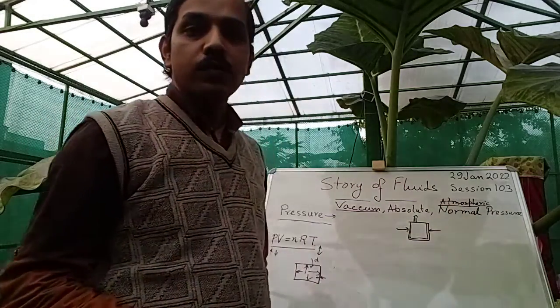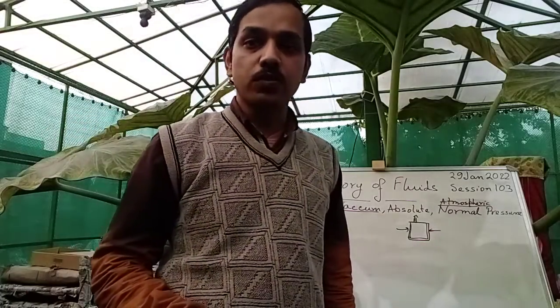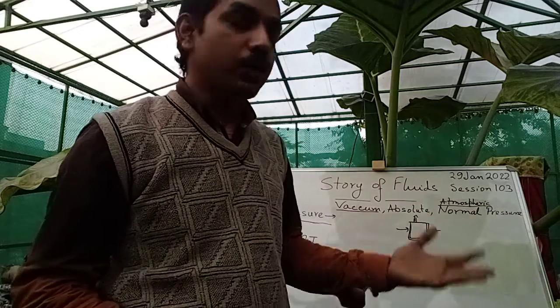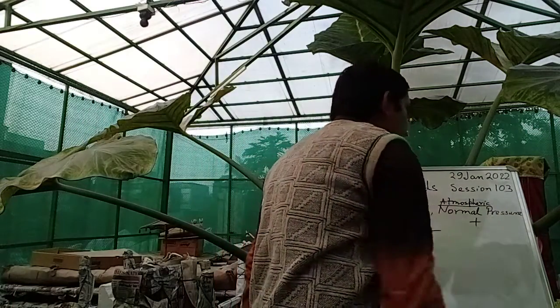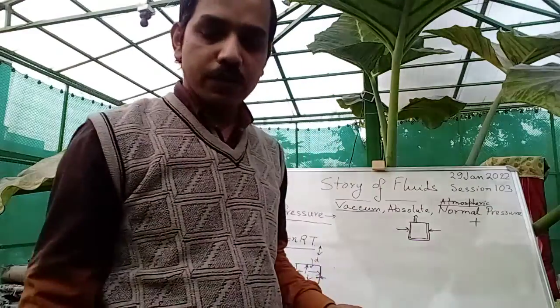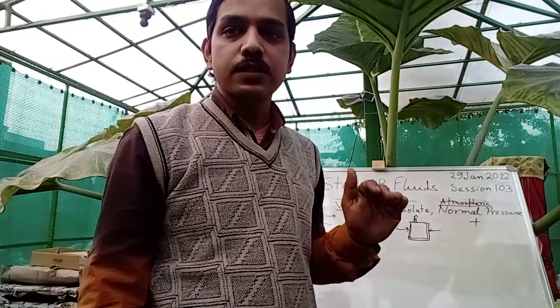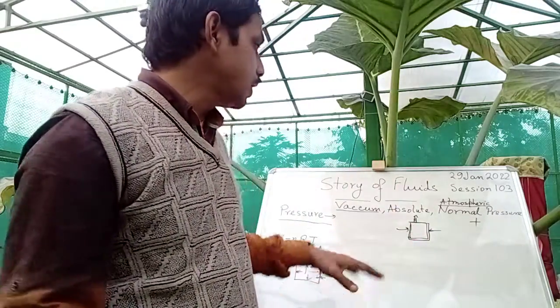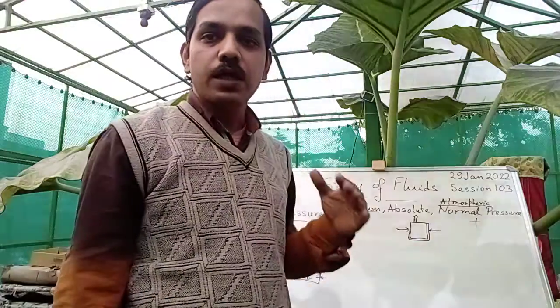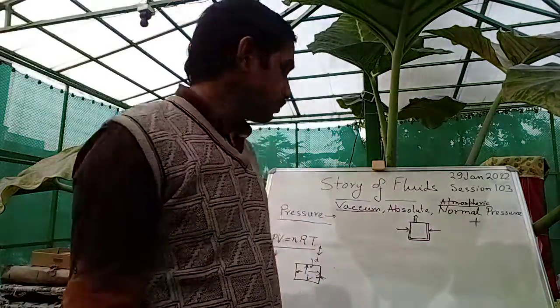Absolute pressure is when you measure from zero. In general, when we talk about pressure, it is measured relative to the atmospheric pressure, the zero level at the surface, and from there we measure the pressure at any point. But absolute pressure has to start from true zero.